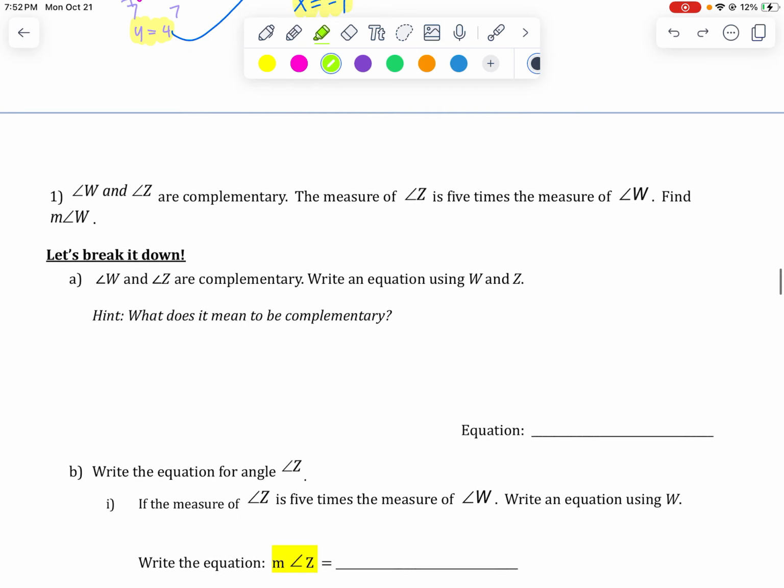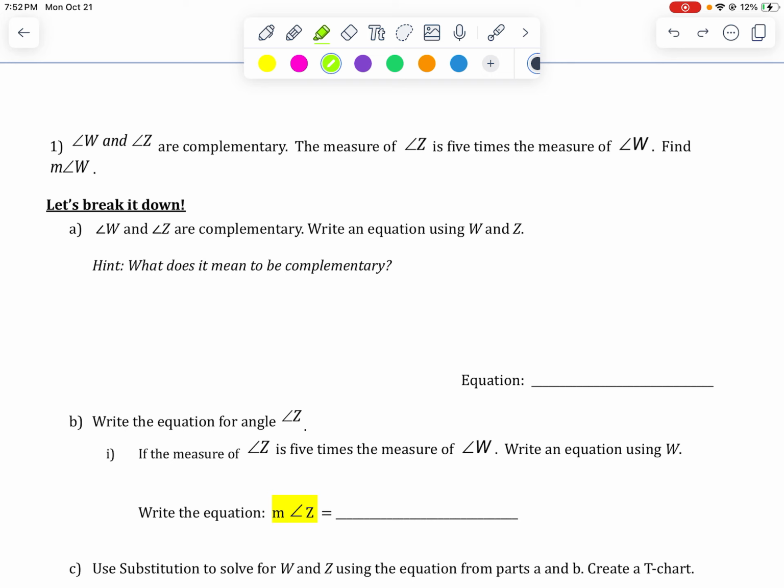So we're on page 11, and we're looking at number 1. It says angle W and angle Z are complementary. It says the measure of angle Z is 5 times the measure of angle W. And that's asking us to go ahead and find the measurement of angle W.